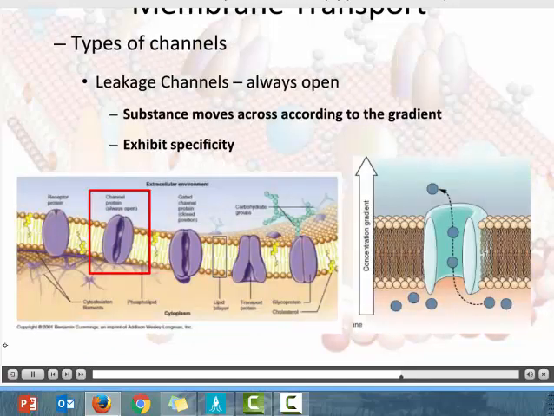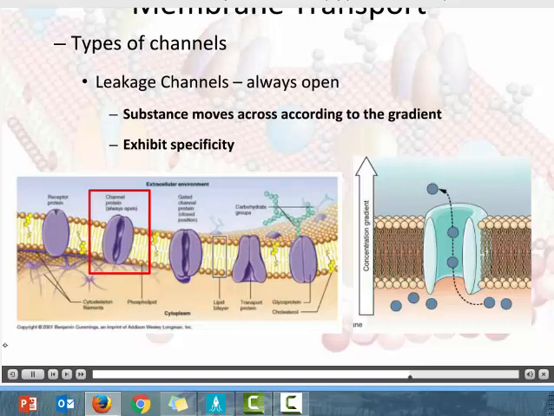We have leakage channels. Leakage channels are always open, okay? They allow substances to move across the membrane according to their gradient, but they only allow specific substances. So for example, you are going to have a sodium leakage channel. This allows sodium to move across the membrane according to its gradient, but it would not allow potassium to move through that specific channel. So they are specific, but they are always open.